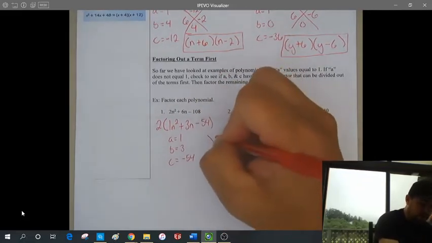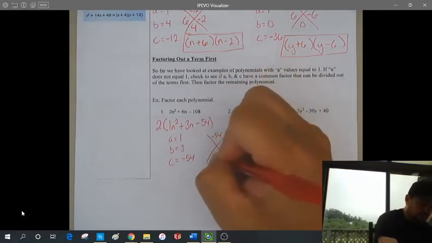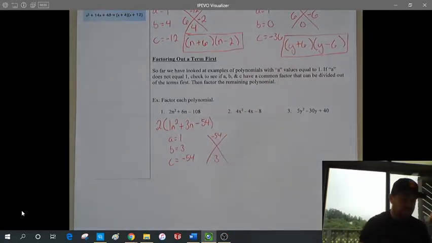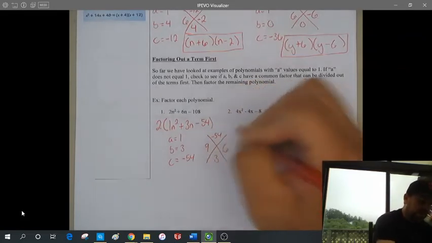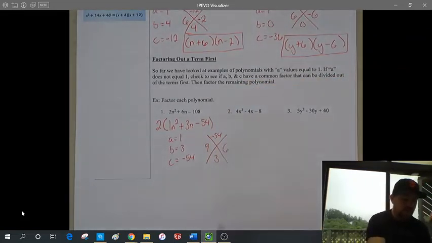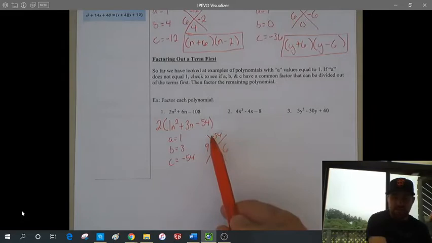Set up my diamond now. Negative 54 goes on top, and my b value, 3, is on the bottom. Thinking about numbers that multiply to make 54, I know 9 and 6 do that, and I can also make a 3 out of 9 and 6. I need to make one of them negative so that I end up with a negative number on top, and when I add them together, they make a positive.